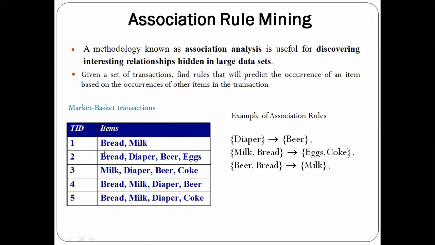This first transaction is a 2-item set because it contains 2 items, bread and milk. The second one has bread, diapers, beer and eggs. It contains a total of 4 items, so it is a 4-item set. The next one is also a 4-item set. All these are 4-item sets.